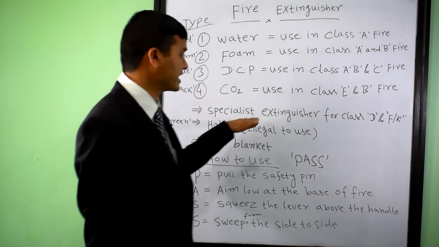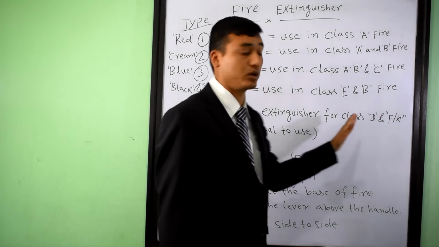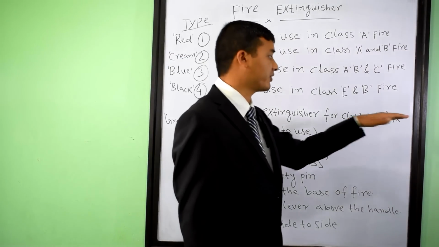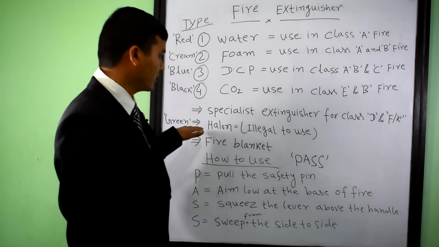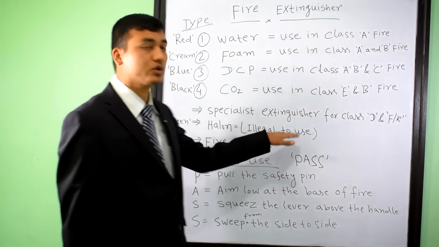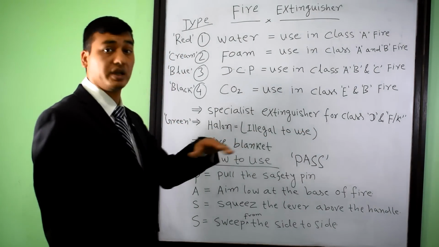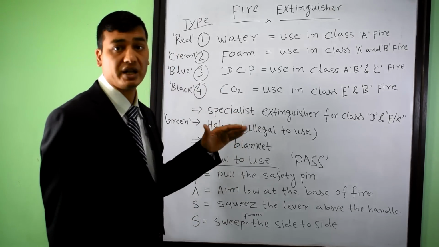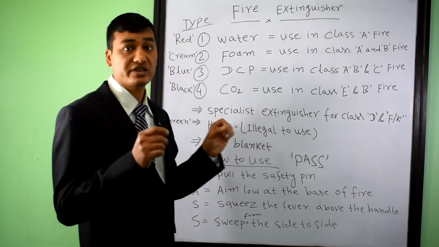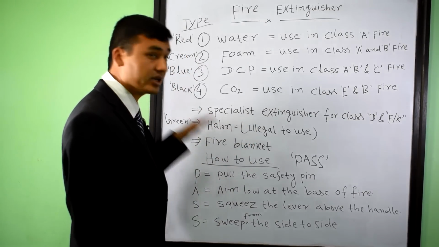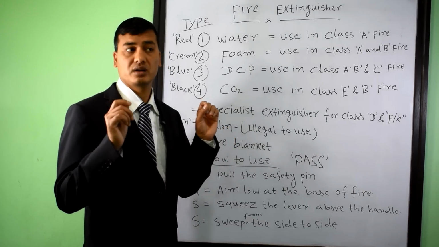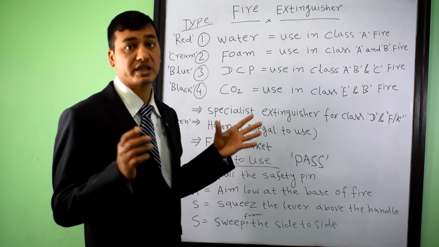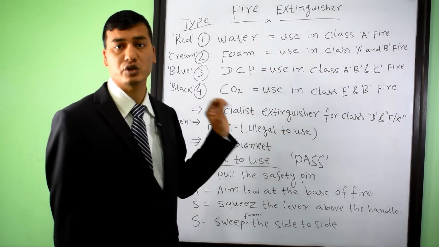Okay, another point, specialist extinguishers for class D and class K or F fire. You people know only the special extinguishers are used for the metal fire and for the fire in oil and fat. Okay, the halon, it is illegal to use. In the past the people used the halon extinguisher to put out the fire. Now it is illegal because it can be a danger for the people's life and their health. It is in green color, but in a few exceptional cases, the military, the aircraft and the police can use this extinguisher, but it is illegal to use halon.